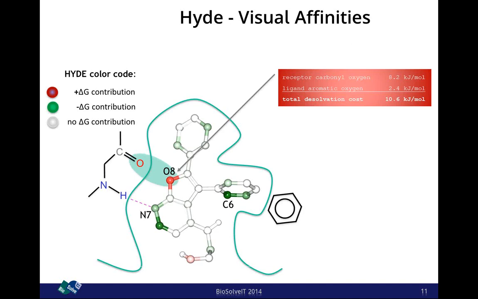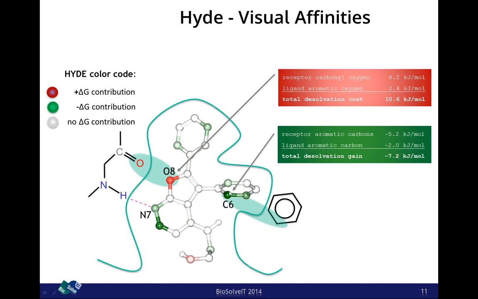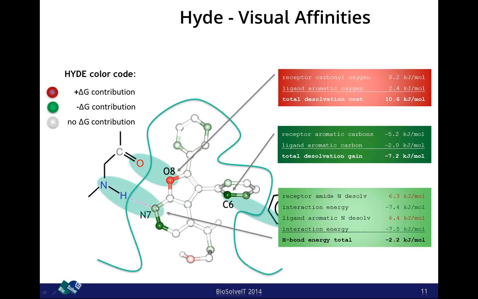The second one is here an aromatic carbon sitting in an aromatic groove on the protein side, and both these aromatic carbons, on the ligand side and on the receptor side, contribute favorably. The total desolvation gain, the water is happy to be freed from this surface, is minus 7.2 kilojoule per mole, so a significant favorable score. And last but not least, we obviously also have these hydrogen bonding situations here.